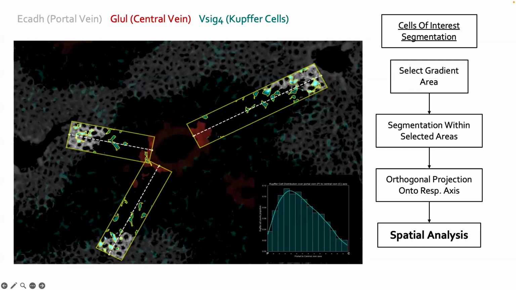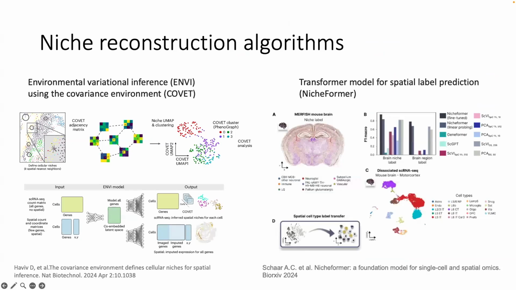These are these kind of spatial gradients from the portal to the central vein here. This is now a spatial proteomics data set. We can do cell segmentation again on these Kupffer cells here, and we can automatically find all the spatial gradients, right? And map all the Kupffer cells onto a spatial gradient, average over all spatial gradients, and then we get a nice spatial distribution of how the Kupffer cells are arranged. And you can see there's kind of an asymmetry in the distribution of these Kupffer cells here. We can do all kinds of spatial statistics on that again.